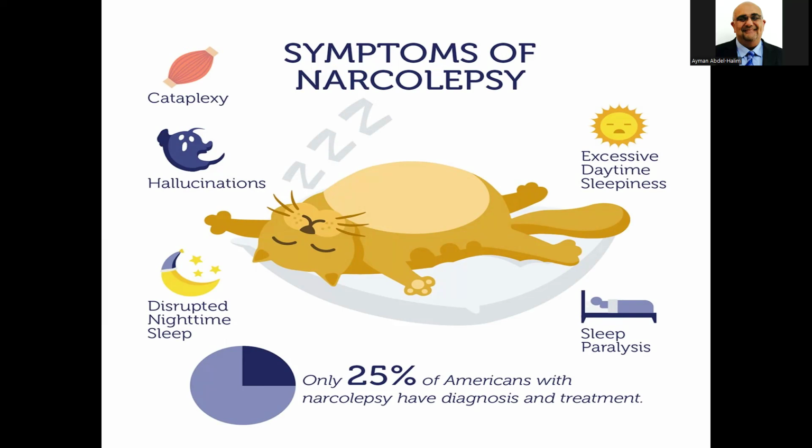narcolepsy look like? Well, these patients have excessive daytime sleepiness. They have something called sleep paralysis. They have disrupted nighttime sleep. Sometimes they have hallucinations, and they have cataplexy. Unfortunately, only 25% of Americans who have narcolepsy have been diagnosed correctly and treated.